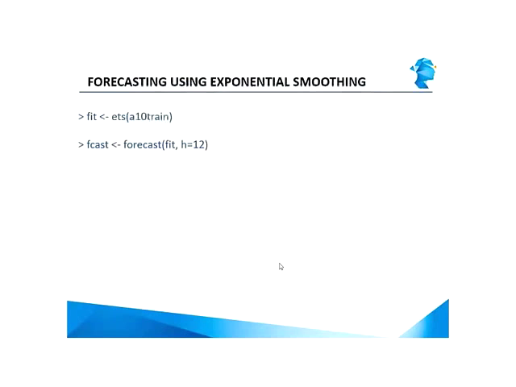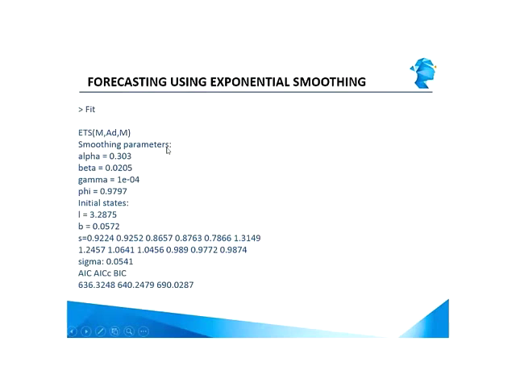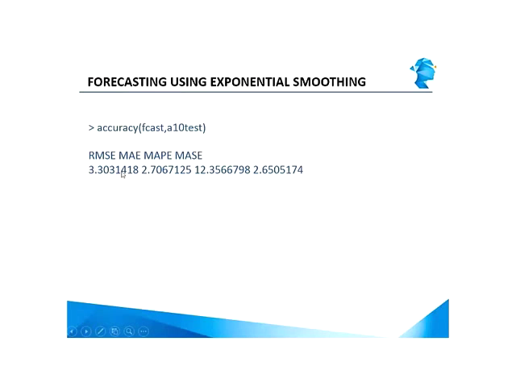With ETS, you split your data into train and test, build a model using the train, and forecast using the model you have built. And then moving on, you can look at the alpha, beta and gamma parameters to see if ETS is doing what it should do depending on the nature of the data. And lastly, you can validate the forecasts against the test data and print out these metrics for accuracy.